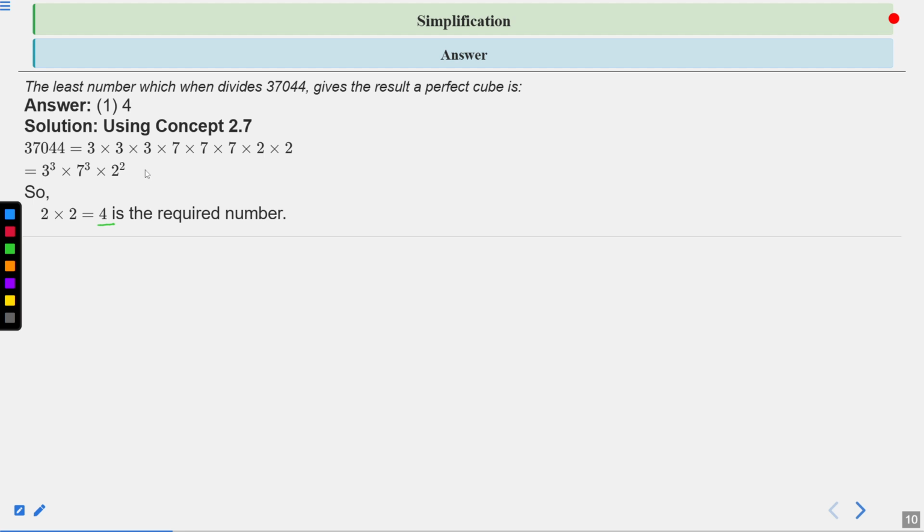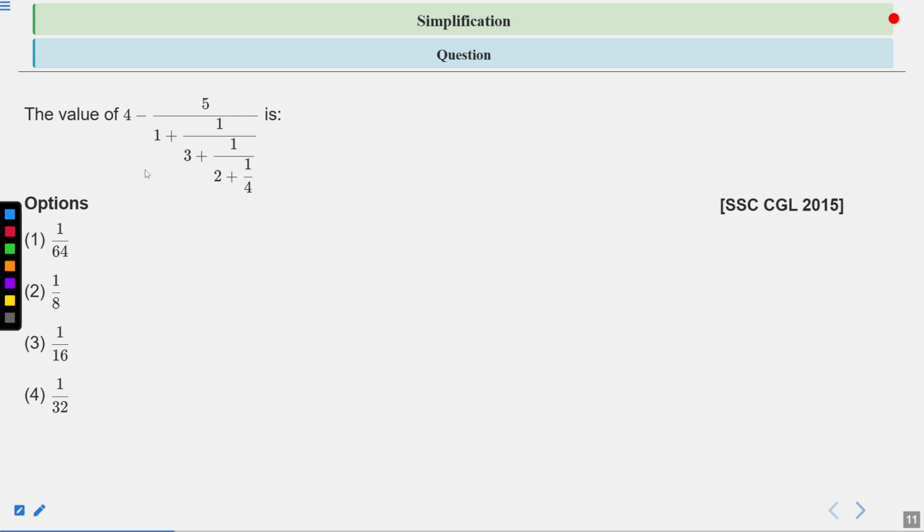Next one. The value of (4 minus 5) whole upon 1 plus 1 upon 3 plus 1 upon 2 plus 1 upon 4. This question was asked in the SSC CGL exam in 2015. There are 4 options. First one is 1 upon 64, second is 1 upon 8, third one is 1 upon 16, and fourth one is 1 upon 32. Now you have 10 seconds to analyze the question. Your time starts now.